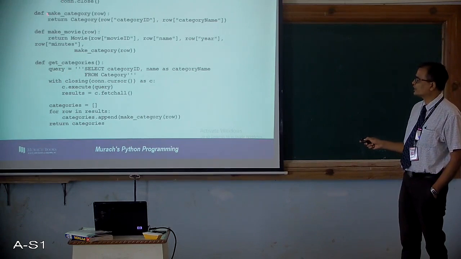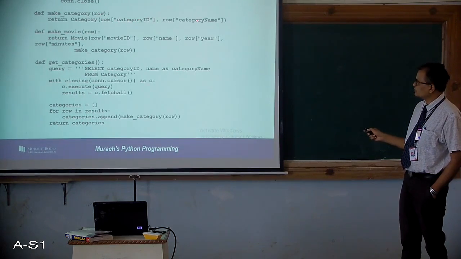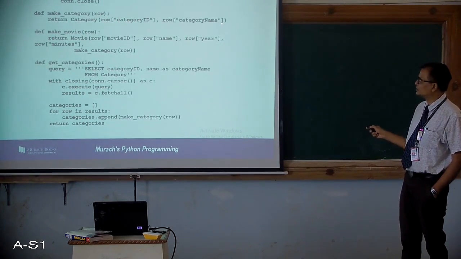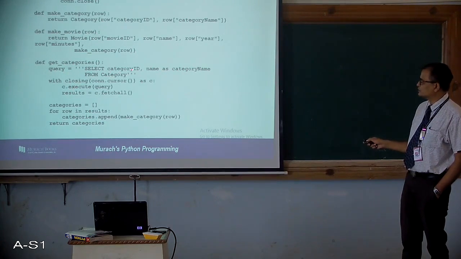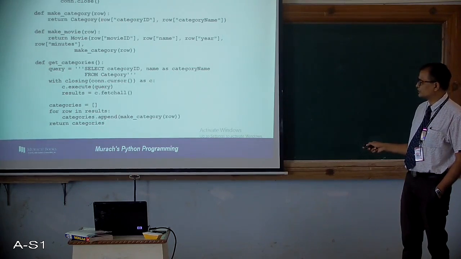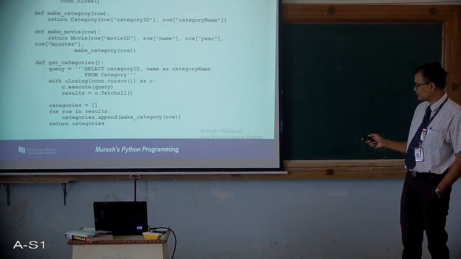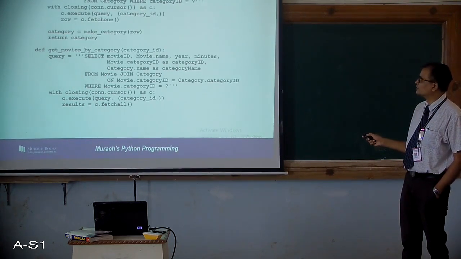So we have close, we have make category. The make category function takes a row and then it returns a category, and similarly make movie will return all this and returns this. Then get category: select category ID, name as category name from category. This is again a query, and that query will get executed here, similarly for these things. What I suggest is you note down all these things and try on your own and find out how it works, right? And then get category for a specified category ID, category name, you can just find out.